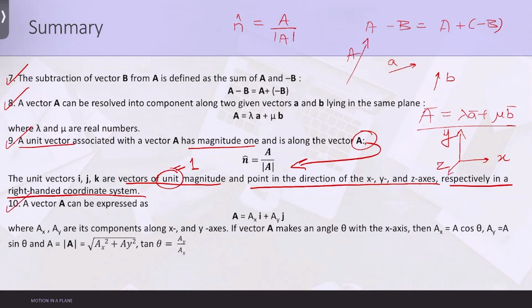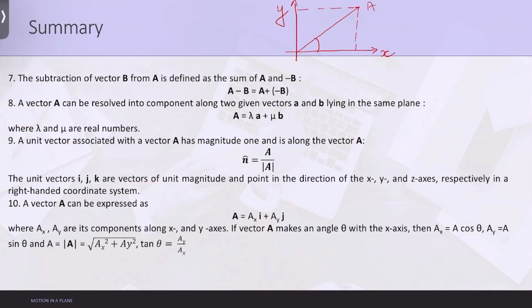Okay. Next thing is a vector A can be expressed as, so this is nothing but resolving of vectors in i and j. So A is equal to ax i cap plus ay j cap, where ax and ay are its components along the x and y axis. If the vector A makes an angle theta with the x-axis, then this is your ax and this is your ay, right? So simple trigonometric formulas give you ax equal to A cos theta and ay equal to A sin theta, correct?